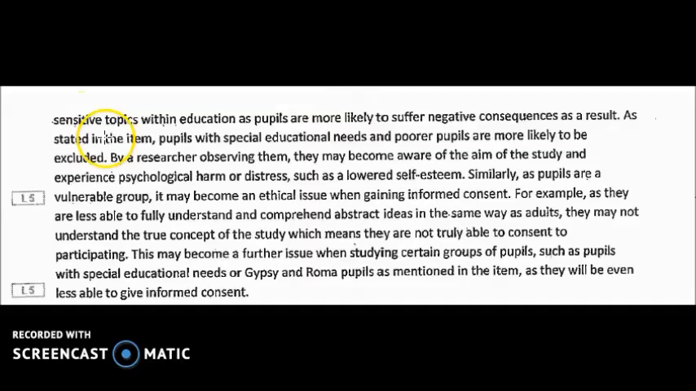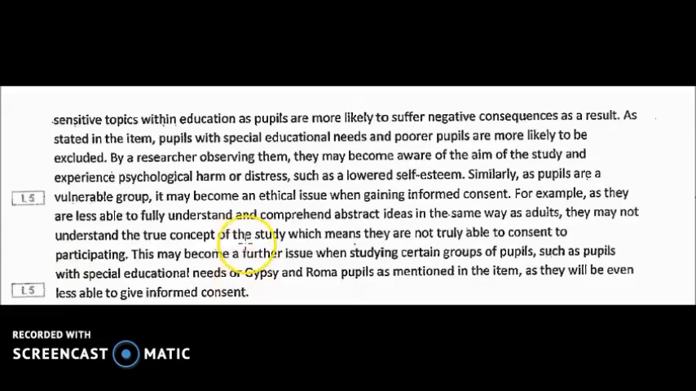She links it to the item with students that might have special educational needs, and poorer pupils are more likely to be excluded. So any research that is done on those groups is going to have a bit more of a long-term effect on them. And what she does is that she explains this quite well, because she gets 2 very quick level 5s in succession. So let's just break down why they are level 5s.